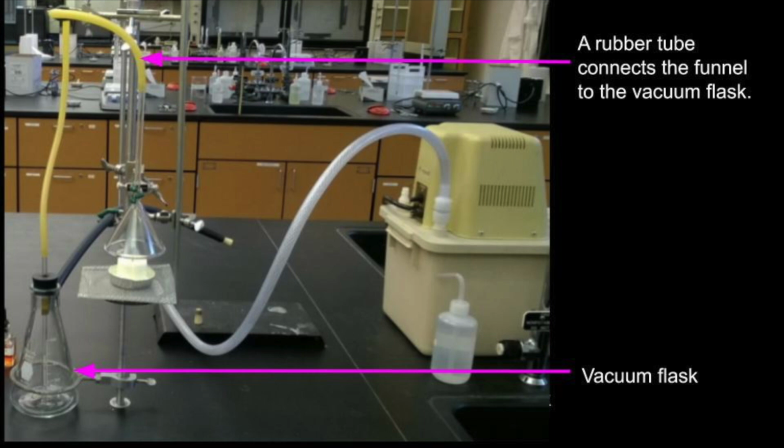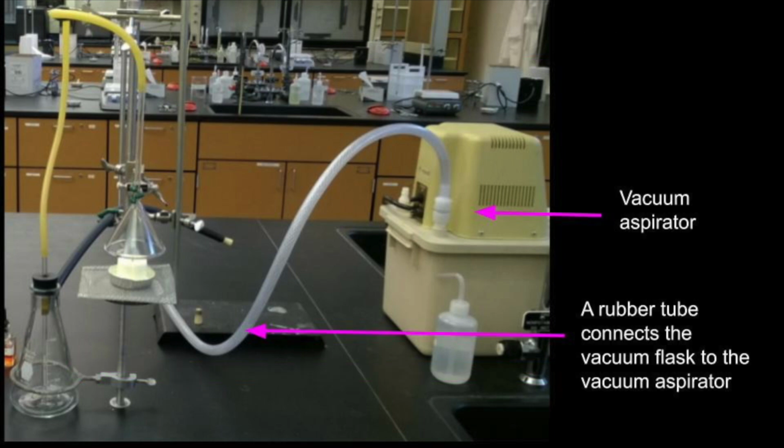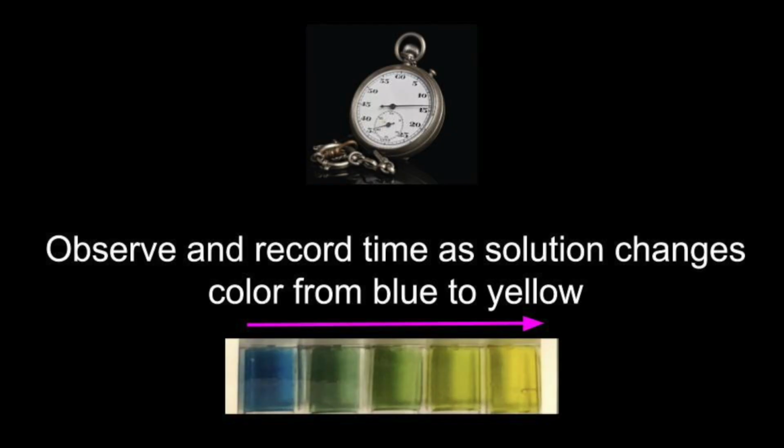We will be adding water, sodium hydroxide, and the indicator in the vacuum flask. Carbon dioxide, which comes through the inverted funnel, will react with the water in the vacuum flask. Vacuum flask is connected to the vacuum aspirator through another rubber tube. Vacuum pump sucks in the air from the vacuum flask. For each experiment, you will record the time needed to turn the color of the solution from blue to yellow.